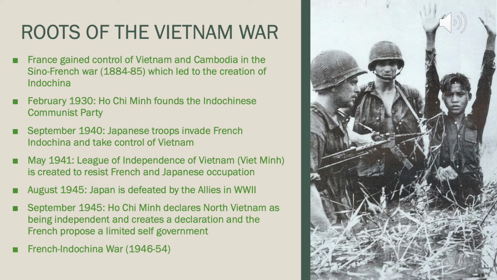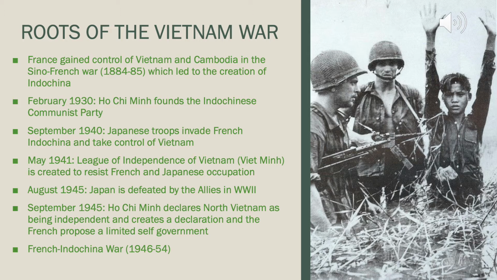And then a little bit later in 1940, Japanese troops invaded Indochina during the Second World War, and they took control of Vietnam. And lots of people tried to resist this occupation, both of the French and the Japanese, and so they created different organizations, such as the League of Independence of Vietnam. This is also known as the Viet Minh.